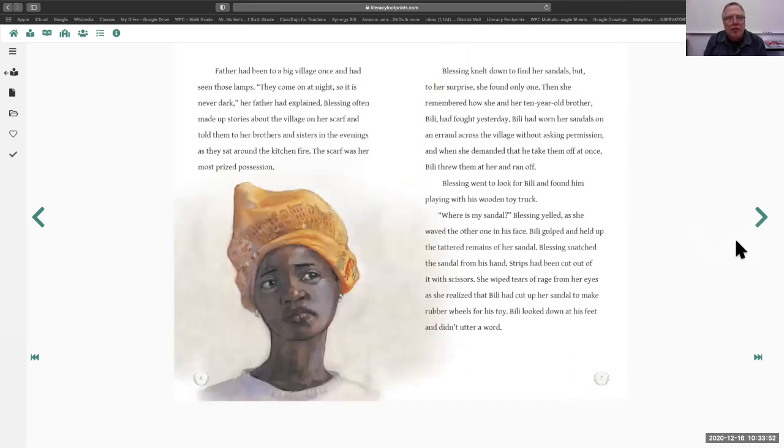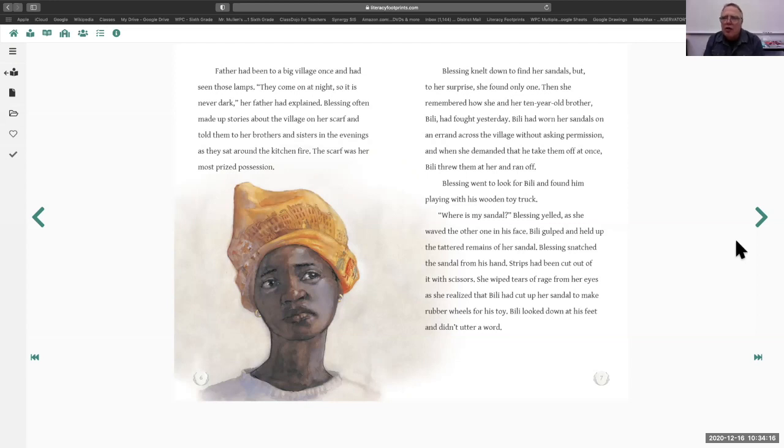Father had been to a big village once and had seen those lamps. They come on at night, so it's never dark, her father had explained. Blessing often made up stories about the village on her scarf and told them to her brothers and sisters in the evenings as they sat around the kitchen fire. The scarf was her most prized possession.